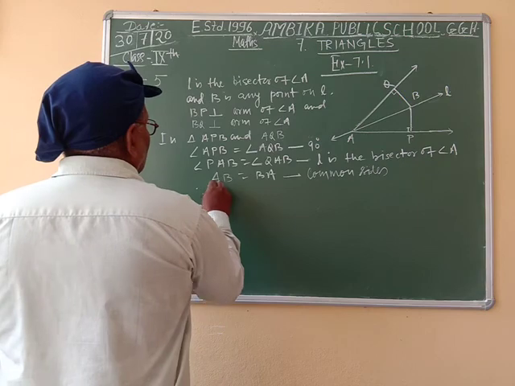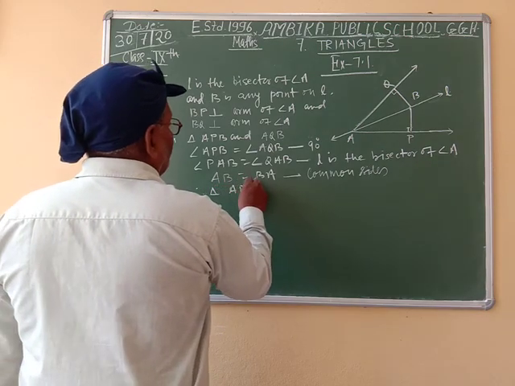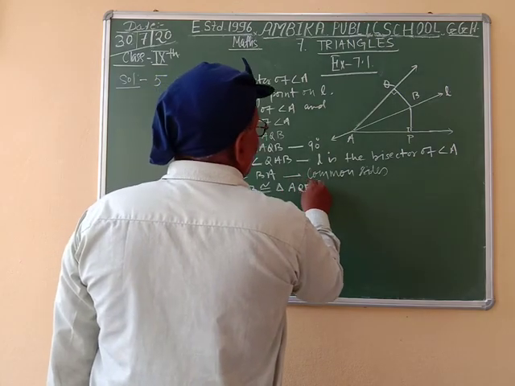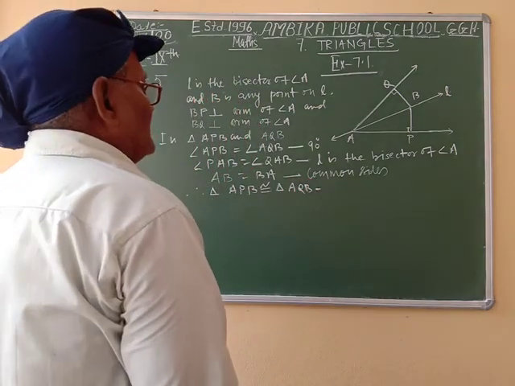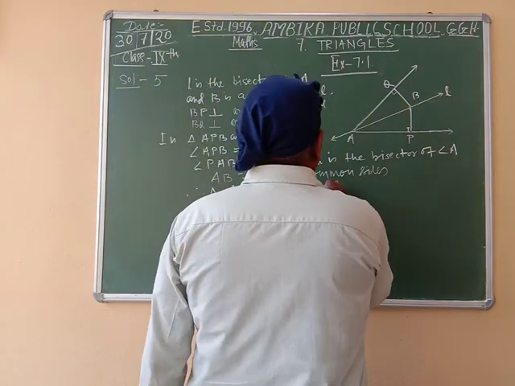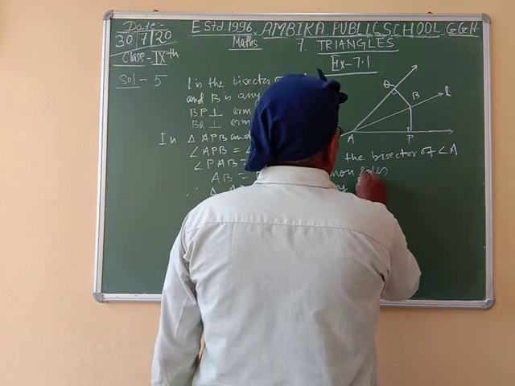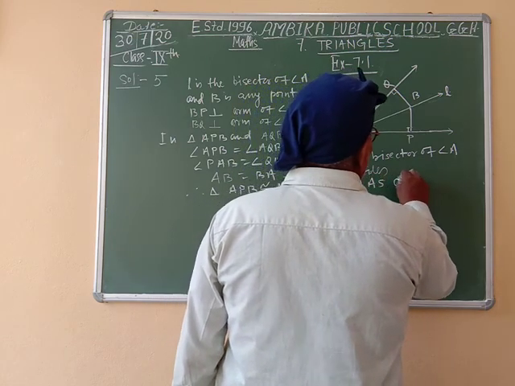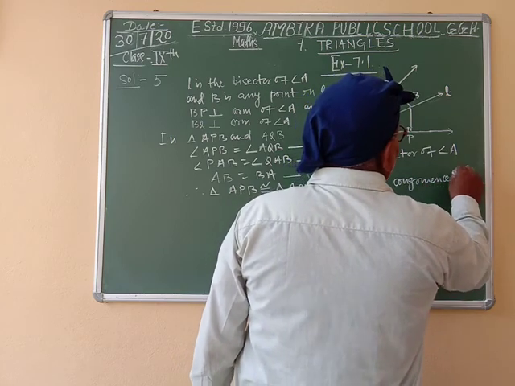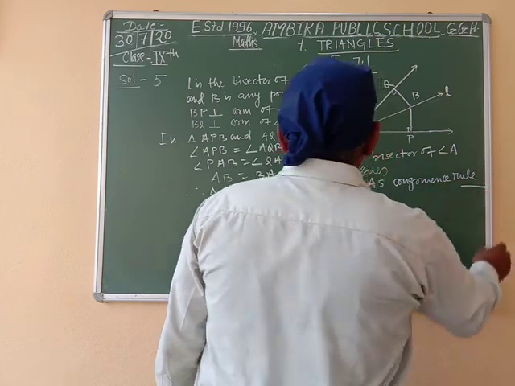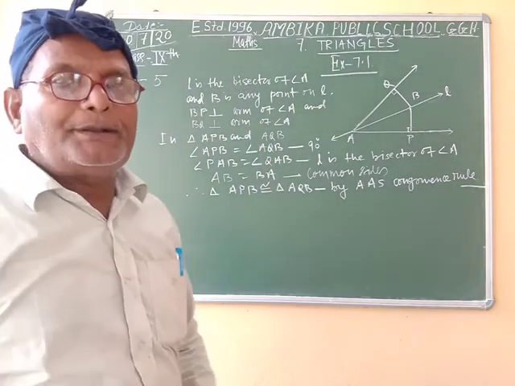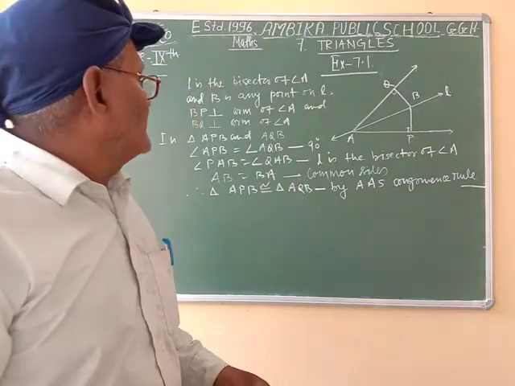Therefore, triangle APB is congruent to triangle AQB by the AAS congruence rule. Proved. It was to be proved that triangle APB is congruent to triangle AQB.